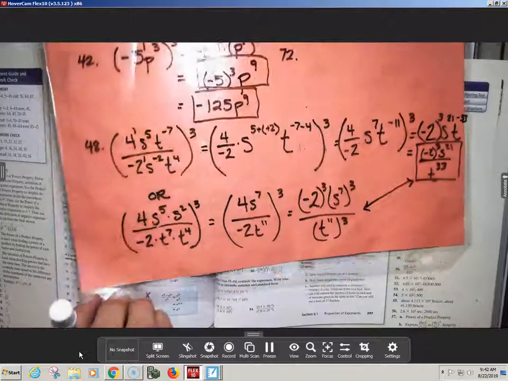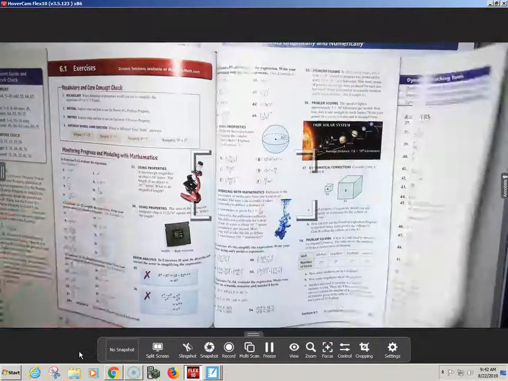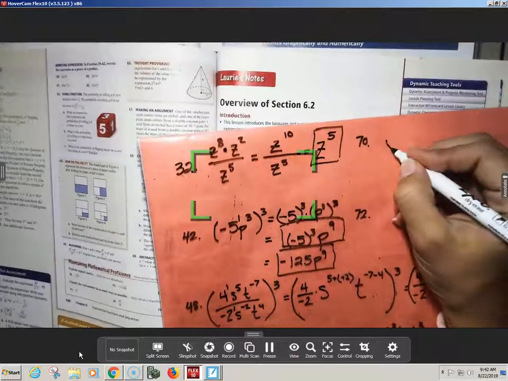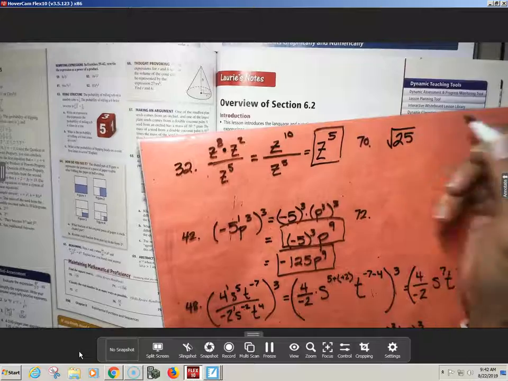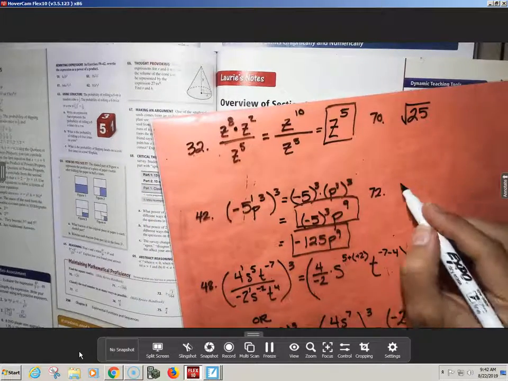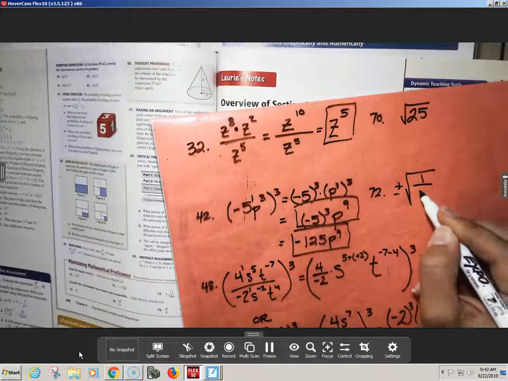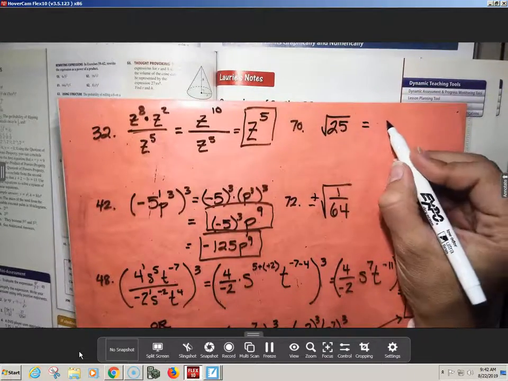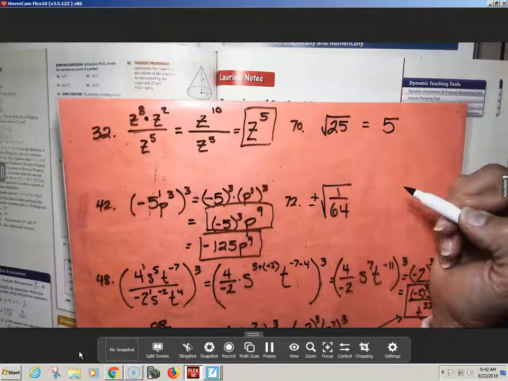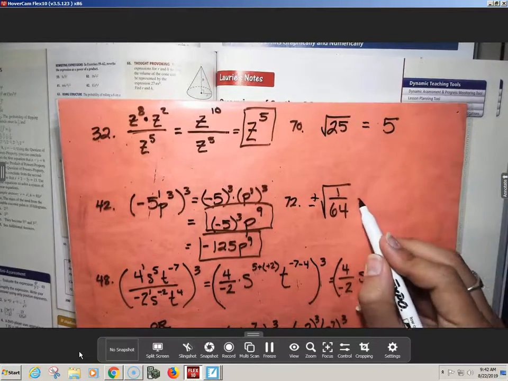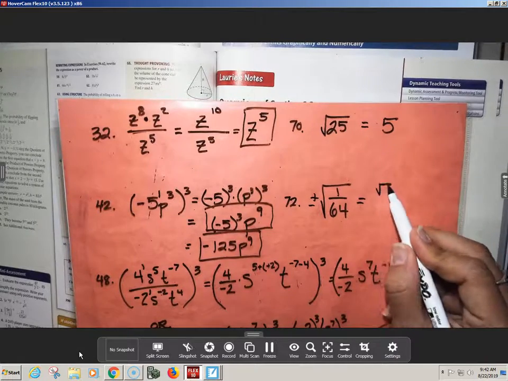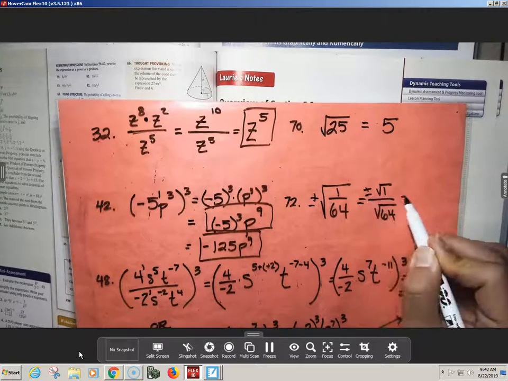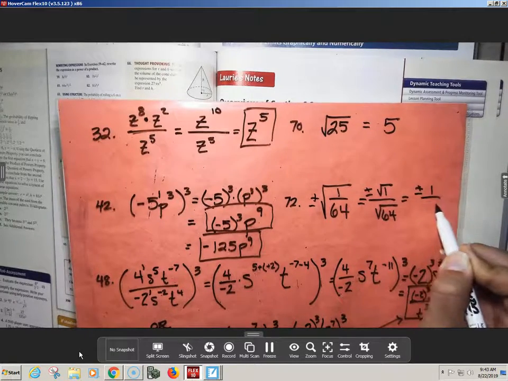But then we had a couple people with questions on 70 and 72. The nice thing is that's kind of from section 6.2. 70 was square root of 25. 72 was plus or minus square root of 1 over 64. I was looking to see if you guys remembered how to square root things. And fractions are even a little bit harder because you have to square root the top and the bottom, distribute the square root, which the square root of 1 is 1, square root of 64 is 8.